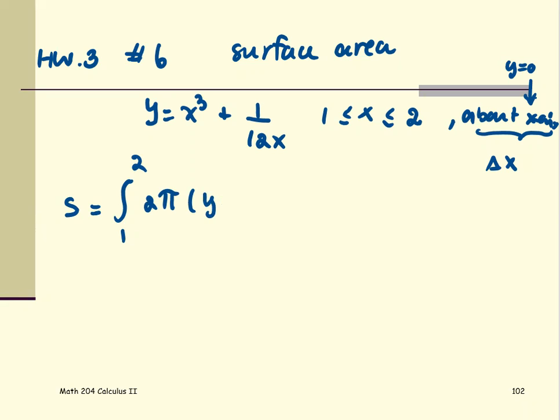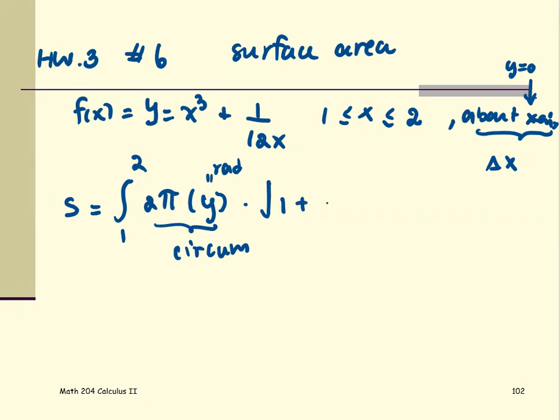Let me write it as the term f of x. So this is the function y, and this is the circumference. The y here is the radius of the curve, the radius of the solid of revolution, or of the band that wraps around. And multiply by the segment length, which is the square root of 1 plus y prime squared, with respect to x.